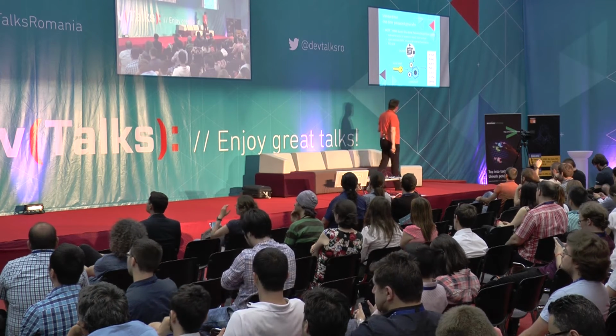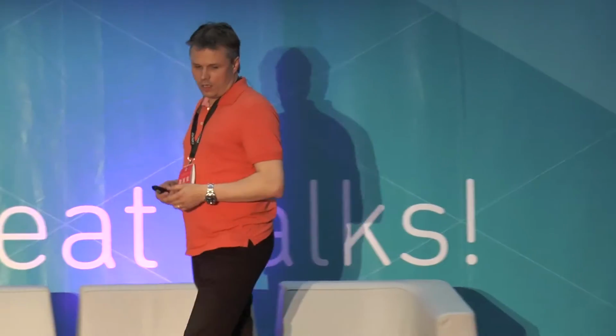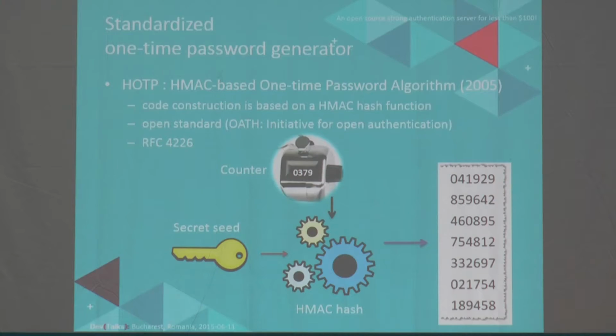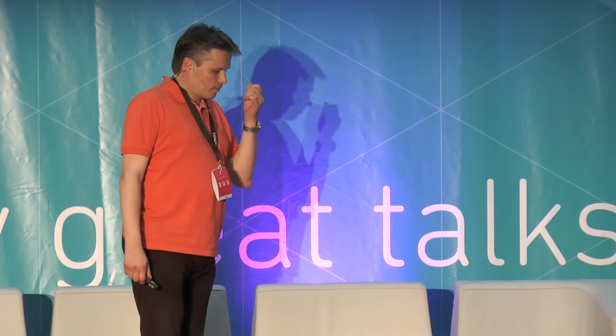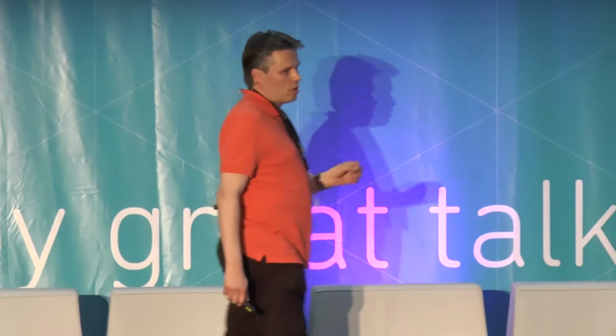So after a while, in 2005, they made an organization called OATH, the Initiative for Open Authentication, and they decided to normalize the process. At the beginning, we said, okay, we will take a counter as the key for the calculation. So you have a counter, you have your secret seed, you have a mechanism that calculates HMAC hashes, and you will receive a code which will change all the time. So this is how it works.